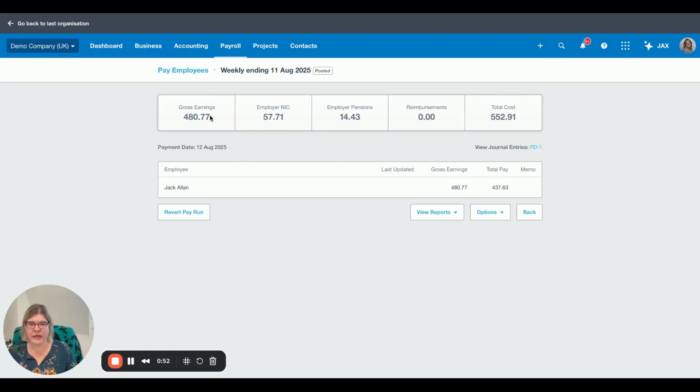His gross salary was £480. The business had to pay employer's national insurance on top of that, and the employer's pension contributions of £14.43. So the total cost to the business for employing Jack was £552.91. And of all of that, the £437.63 is the amount that's due to Jack.